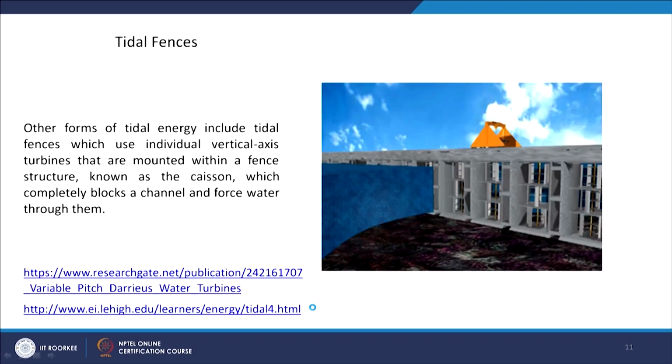Then tidal fences are also used, one type of design used for the harnessing of tidal energy. Other forms of tidal energy include the tidal fence, which uses individual vertical axis turbines mounted within a fence structure. Here is the vertical axis turbine. So, these are the fence, and we have used the turbine. Water will be forced to go through this gate and then the turbine will run. So, that is the mechanism of the tidal fence.